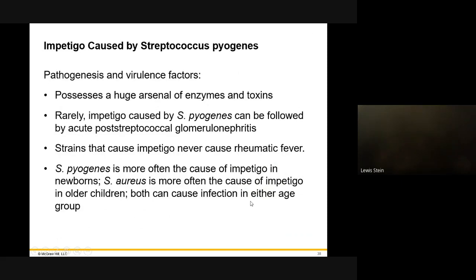and all those post-streptococcal things. The big deal is right there: acute glomerulonephritis, kidneys shutting down. Rheumatic fever can also be, but rarely so, and is more often the case in newborns. Staph aureus a little bit older, but both.